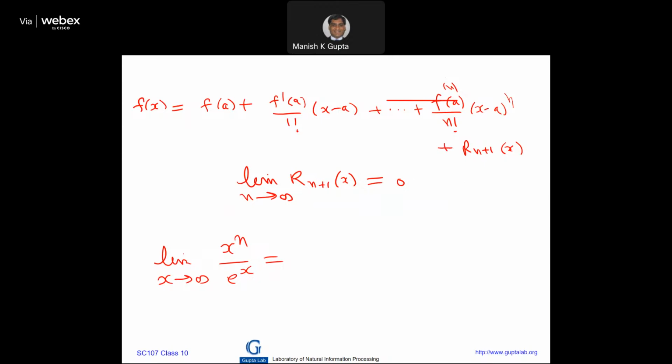Obviously, both go to infinity: e raised to power x also goes towards infinity, and x raised to power n also goes towards infinity, right? But which will go faster? Exponential. So the denominator will go faster towards infinity. So the overall thing will become 0. This is how you can compare.